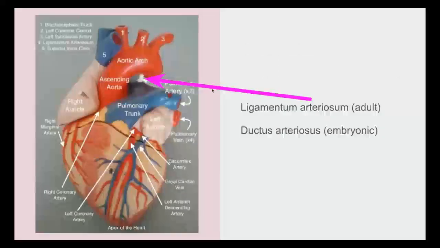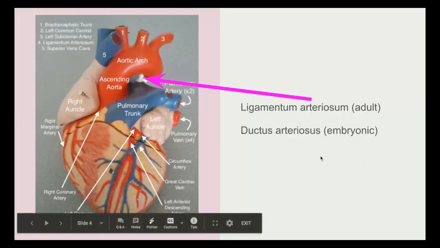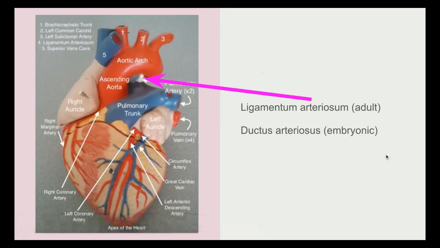All right, next we have the ligamentum arteriosum and the ductus arteriosus. So I gave these two their own slide and I put them together for a specific reason. These two structures are somewhat similar, except they change a little bit based on the point in time of the life of the person. In this case, when an embryo is present, there's this communicating vessel here called the ductus arteriosus.